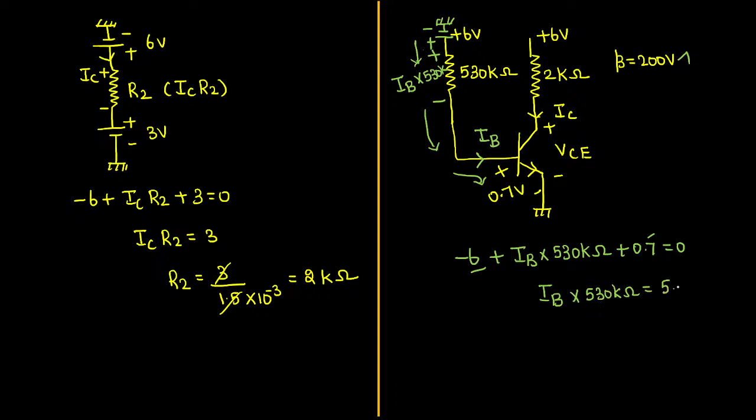It will be 5.3. Kilo ohm means 10 power 3. I am writing it as 10 power 3. So the value of base current, as usual, will become 5.3 upon 530 into 10 power minus 3, or I can say the same 10 microampere only. There will be undoubtedly no changes. It is microampere, not milli.